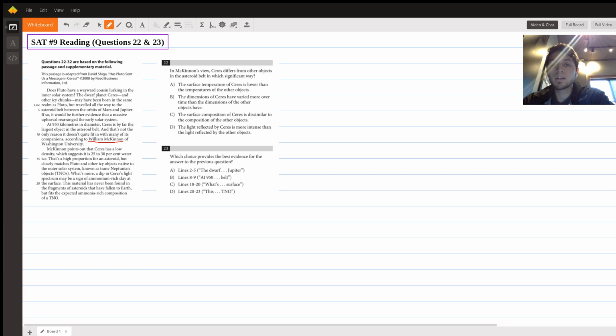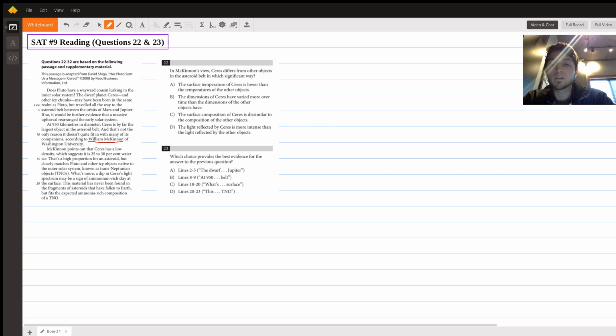Next one says that the dimensions of Ceres have varied more over time than the dimensions of other objects have. Now, if we don't read this closely, we might be tempted to choose this answer because answer choice B from 23, lines 8 to 9, talks about how Ceres is larger than any object in the asteroid belt, which might refer to the dimensions of Ceres. But answer choice B for 22 doesn't just say the dimensions are different, it says that they have varied more over time than the dimensions of other objects have. So for this reason, we can eliminate B.